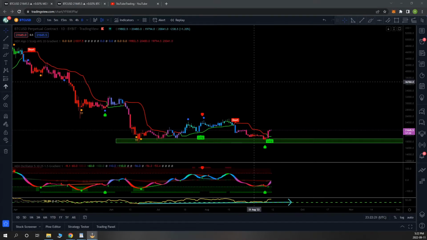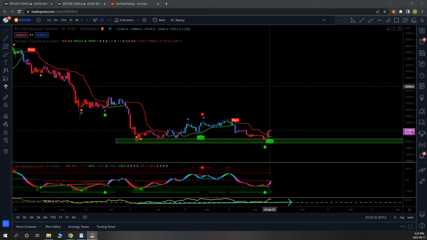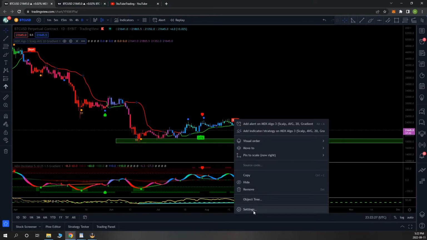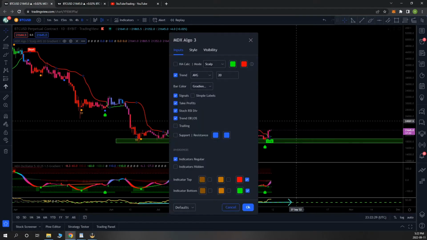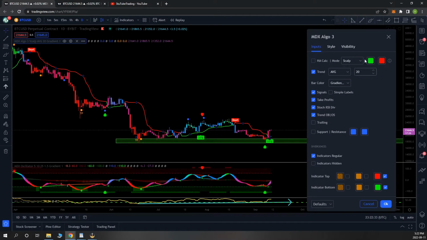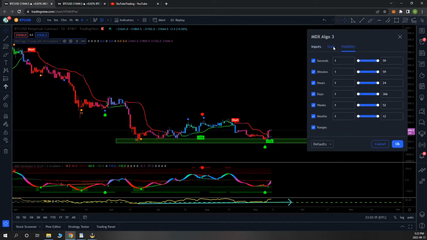With that, I'm going to go over a few of its customizations to fit your personal preferences here. So basically, to get into your preferences, like many indicators, right click and go to settings, or double click on the indicator, either or. And here you can see that there's a whole bunch of customizations we can do with this indicator.